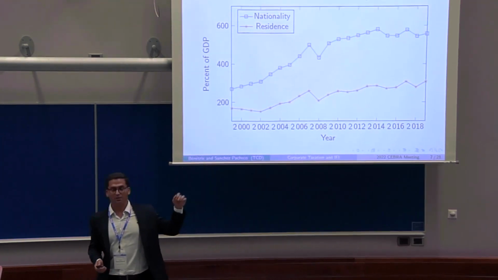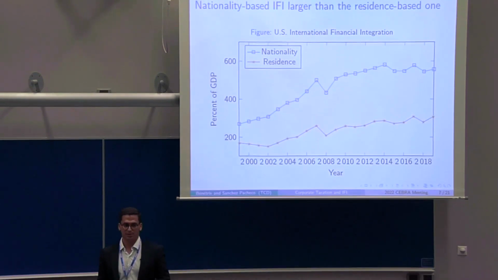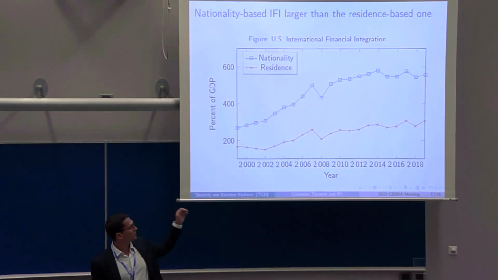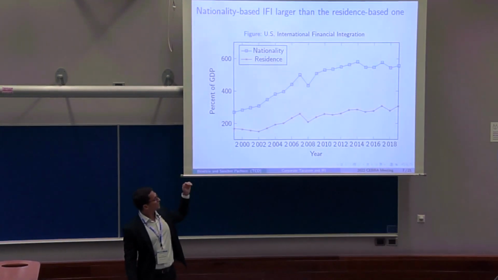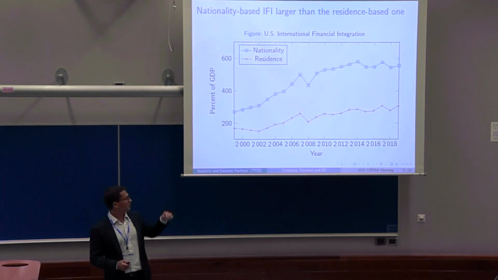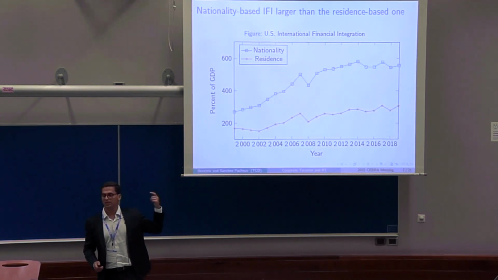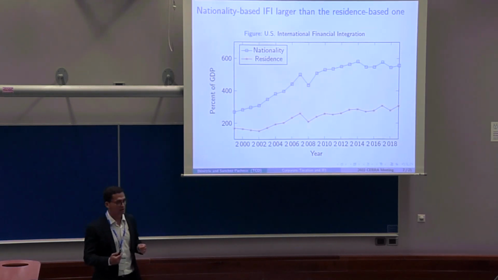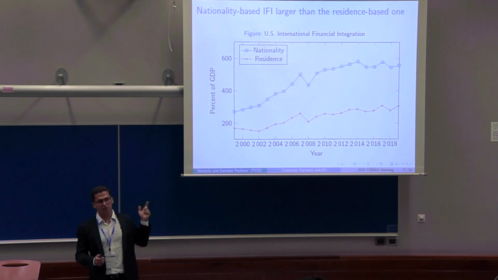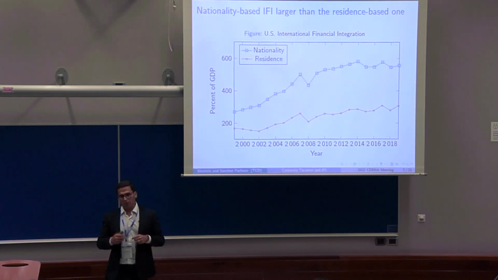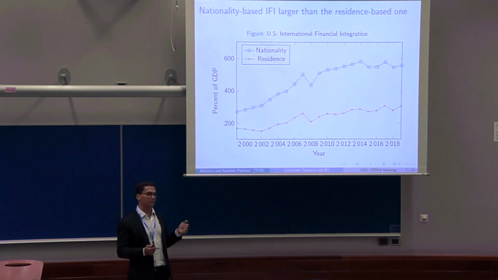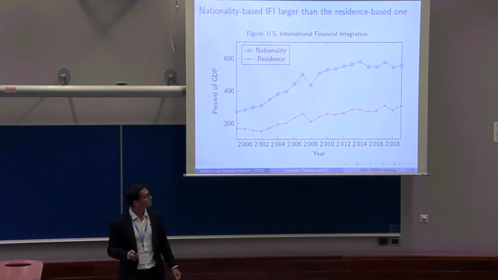Here's US IFI on a nationality-based perspective and on a residence-based perspective. The blue line shows US IFI computed on a consolidated by nationality approach, and the red line shows IFI computed on a residence-based approach. You can see here that in every year in our sample, the blue line stands above the red line, which means that the US consolidated by nationality foreign balance sheet is larger than the residence-based one for every year in our sample. In fact, if you take the average of the difference between the two series, the US nationality-based IFI is, on average, 2 times larger than the residence-based one. So it's quite a big difference.